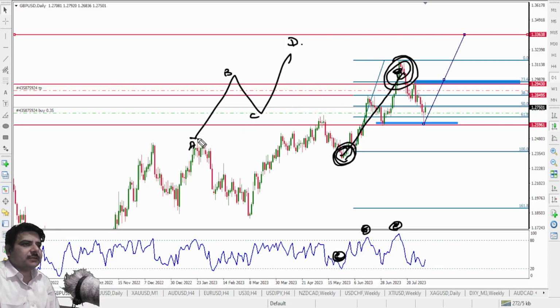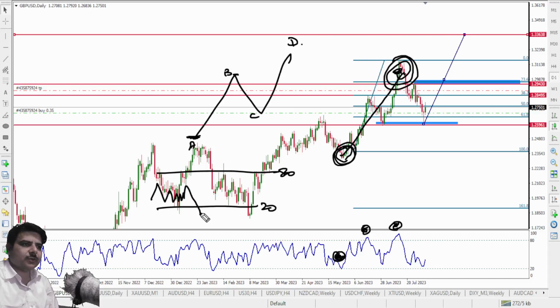If I want to assume this as an impulsive wave, I have to look at the RSI. Let's say this is level 80 and this is 20. If the market does something like this with point A, goes below 20, and starts to come back up, and when it reaches 80, yes, it should be right here, then I can say that I have got a completion on the RSI, and I can assume this as an impulsive wave. The same is the situation right here. So no doubt it is showing me bullish.